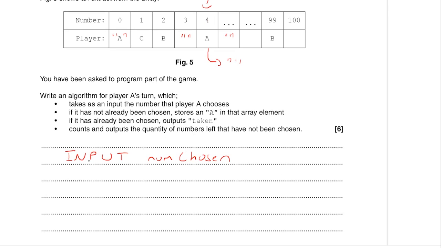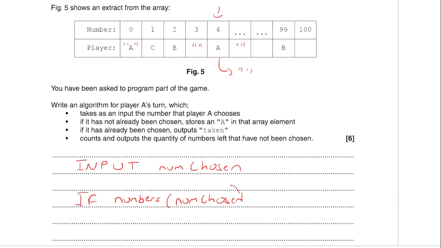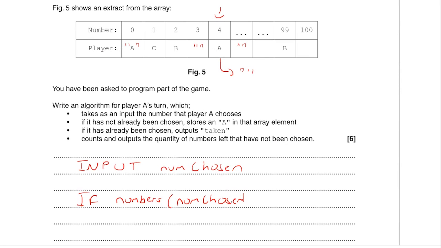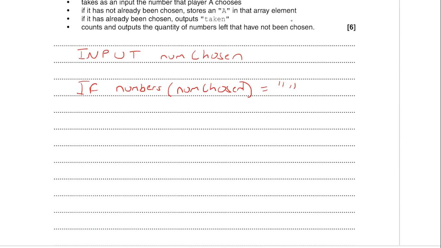We'll do if numbers, numbers chosen index, numbers chosen equals empty, as in no players got there first. What we're going to do is write numbers chosen equals A. It's a bit repetitive. I wish I'd chosen a shorter variable name now. And we can end if at that point.